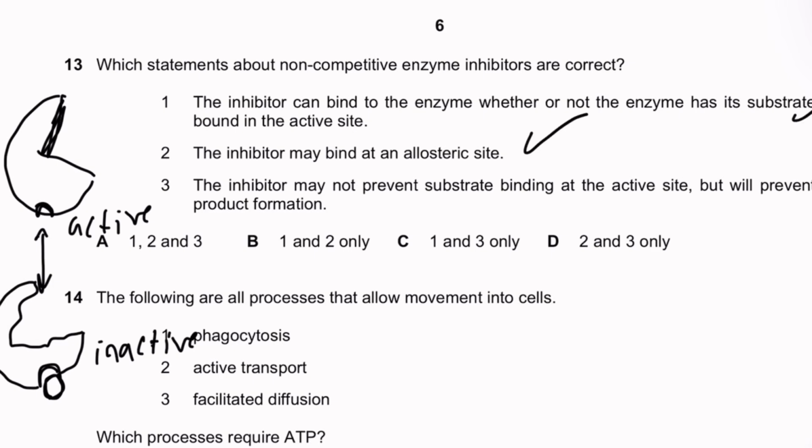The inhibitor may not prevent substrate binding at the active site, but will prevent product formation. That is actually true. The substrate could bind to the active site, whether or not it's fitted for it. However, it will prevent product formation, because when the active site is ruined, there's no more formation of bonds between the active site and the substrate. The enzyme is not going to catalyze the reaction anymore, because it can't orient the substrate in the way that it needs to, and it can't provide the substrate with the things that it needs in order to do the reaction.